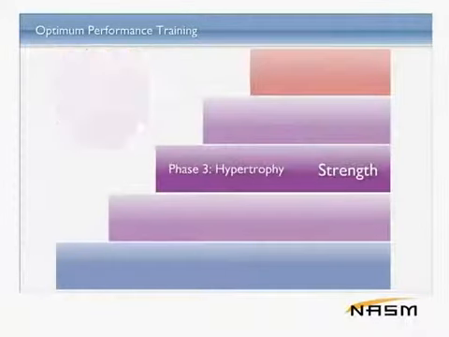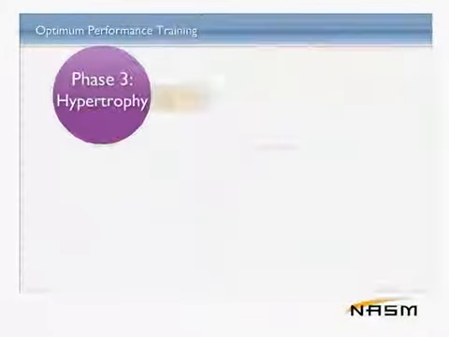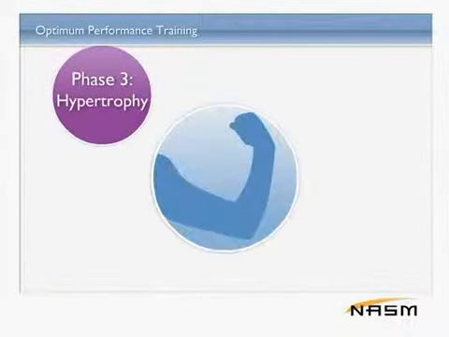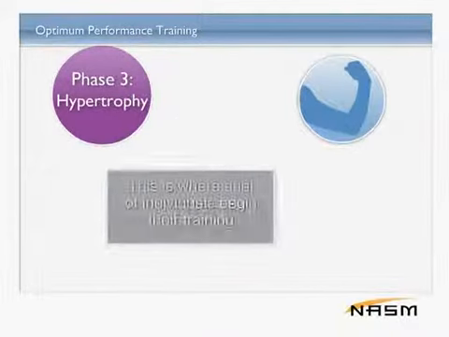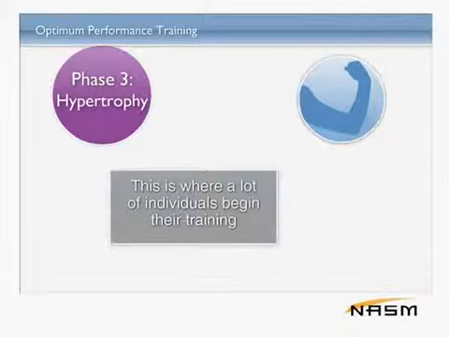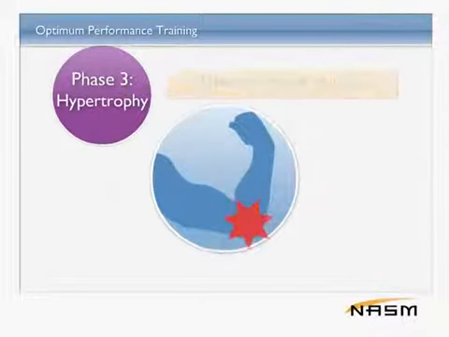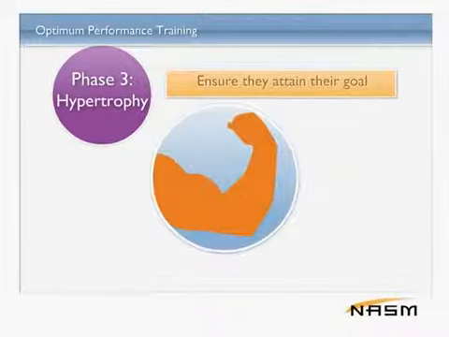In Phase 3, hypertrophy, the training goal is to achieve optimum levels of muscular hypertrophy. To elicit muscular hypertrophy requires a high level of training intensity and volume. Traditionally, this is where a lot of individuals begin their training. However, hopefully, you can now understand the importance that one must progress to this level of training to decrease the risk of injury and ensure they attain their goal. This phase of training is optional, depending on the individual's goal.